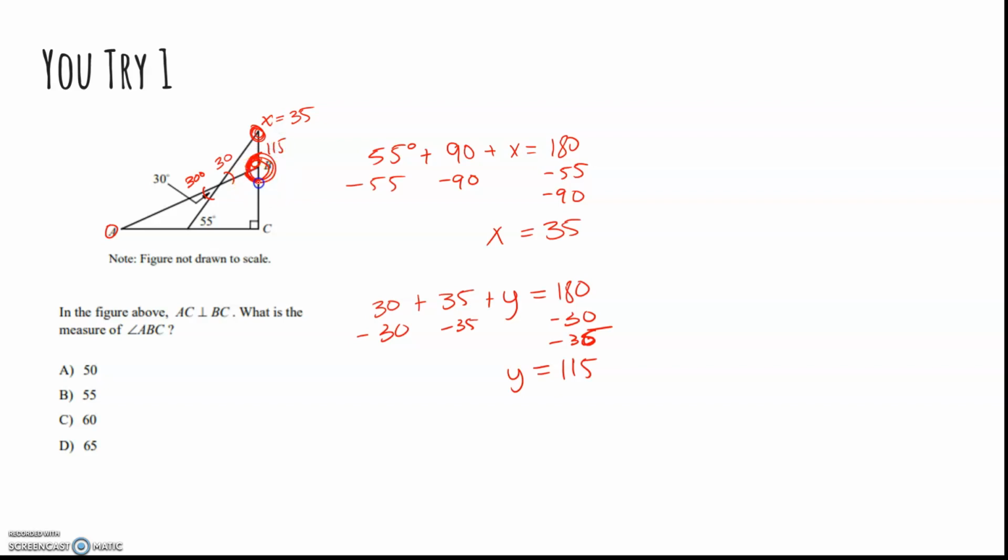Well, this angle right here that we are asked to find is the linear pair, which means that this angle, y, plus our angle b has to add to 180 as well. So we have 115 plus b equals 180. I apologize for my 8 and my 5. But that is going to give us that b is 65.